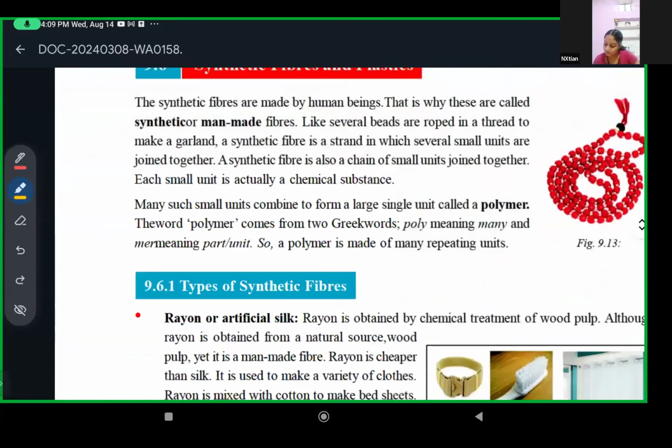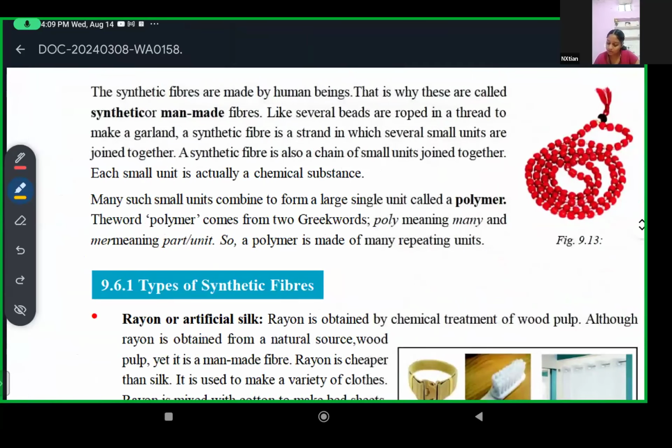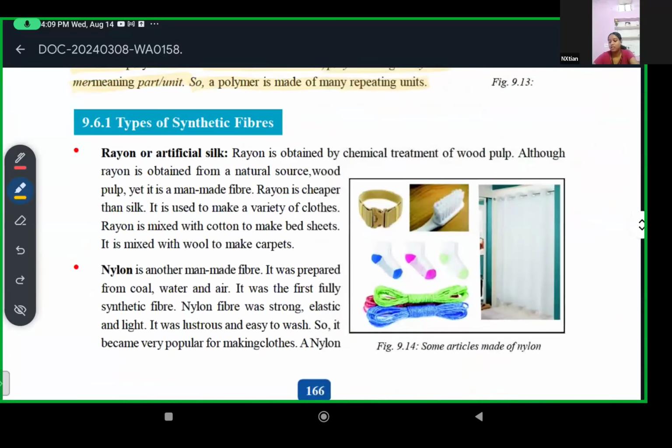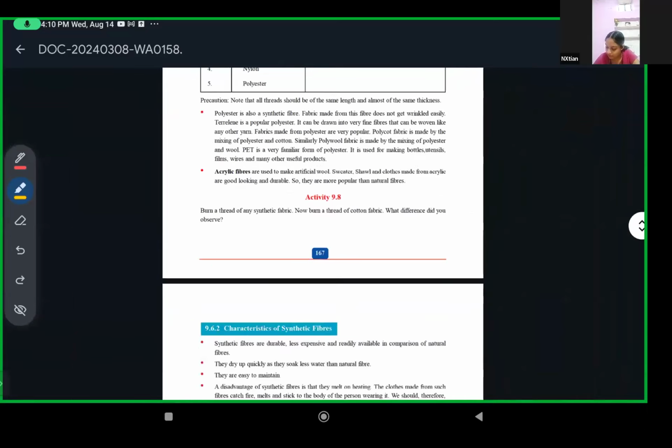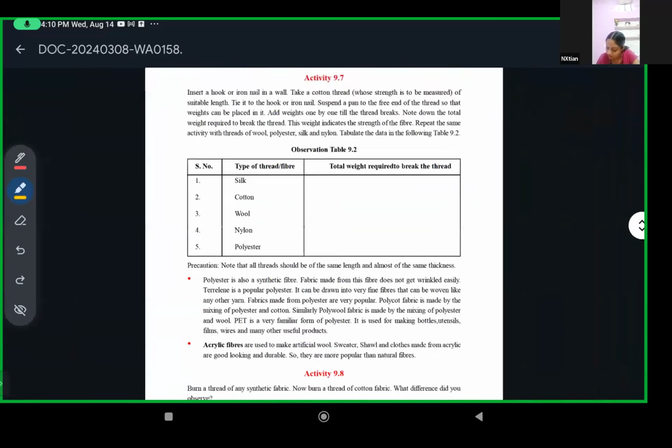All right. So many such small units combine to form a large single unit called polymer. The word polymer comes from two Greek words. Poly means many and mer means units. Okay, so polymer is made of many repeating units. Now we have types of synthetic fibers. Okay, in that we have rayon, nylon, and polyester. All right, all of them.